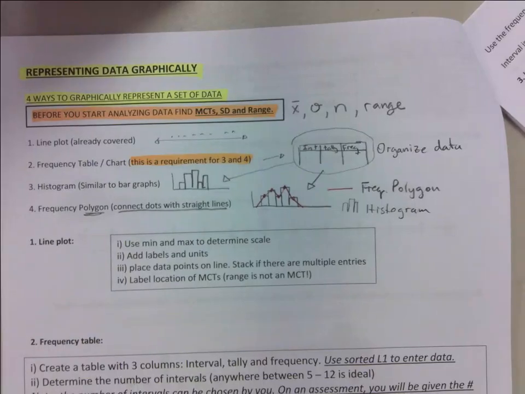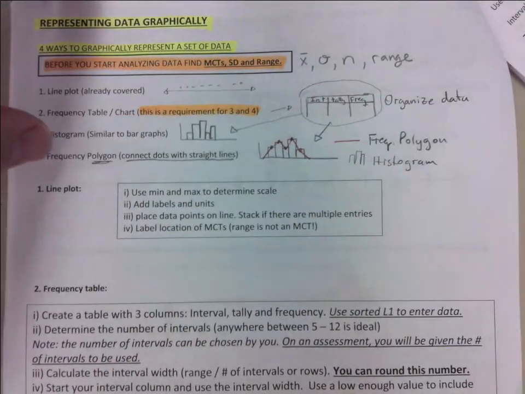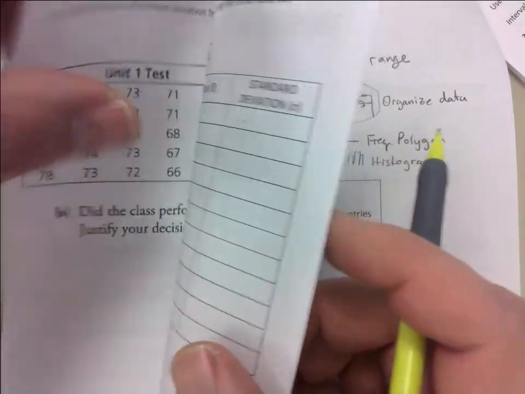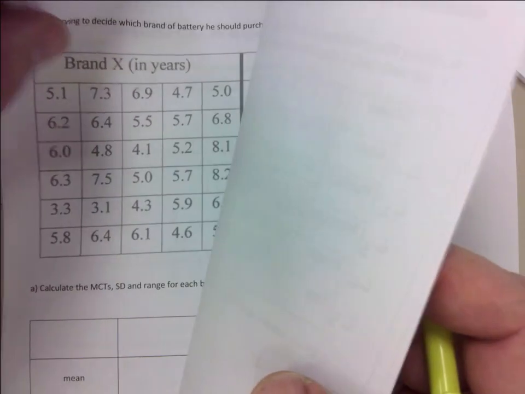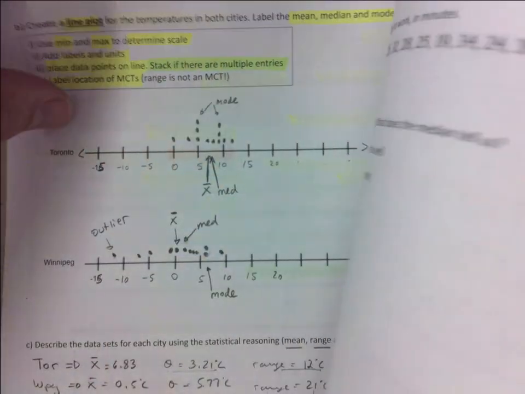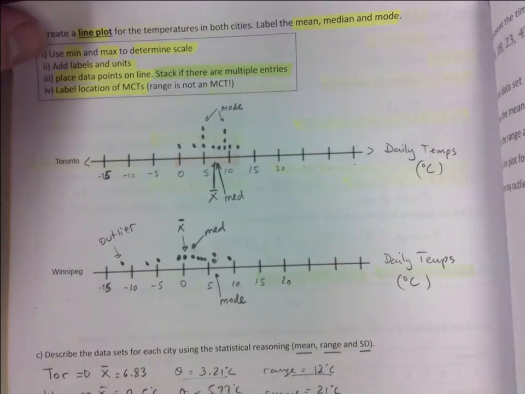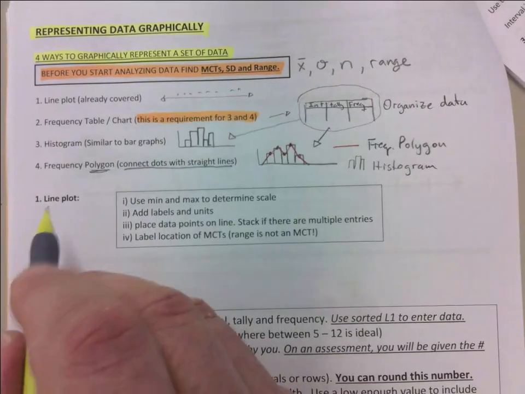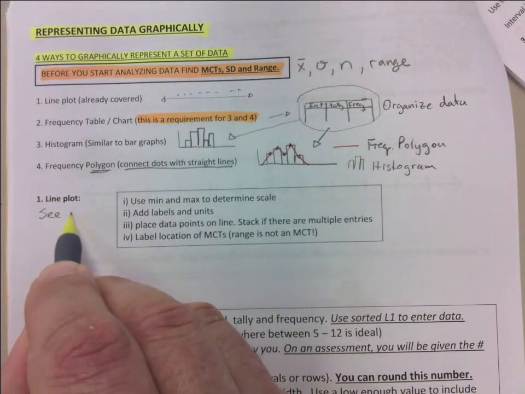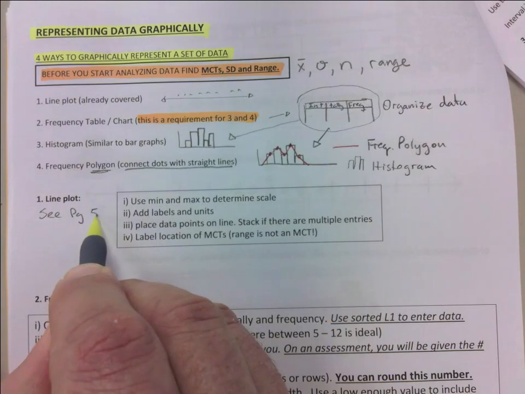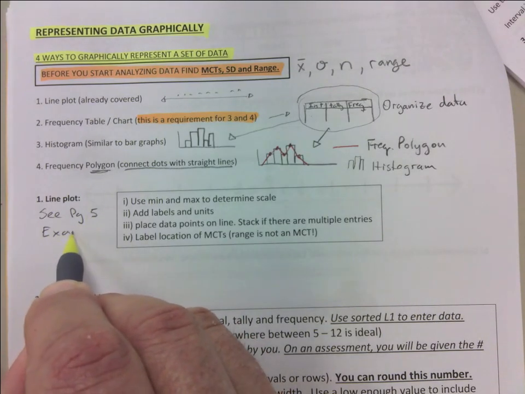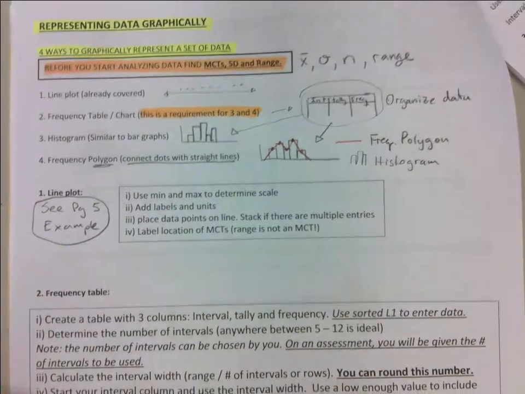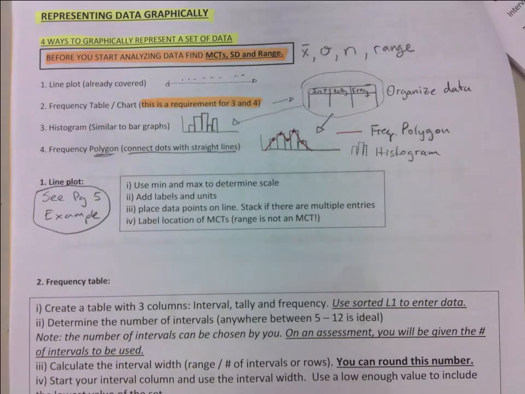Here's a reminder of how to do line plots. I will put a page number in here so you can look it up if you're studying. Let me just look up the line plots. On page 5, for example, we did one. So I'll just say see page 5, for example. But I want to focus on the other ones today.